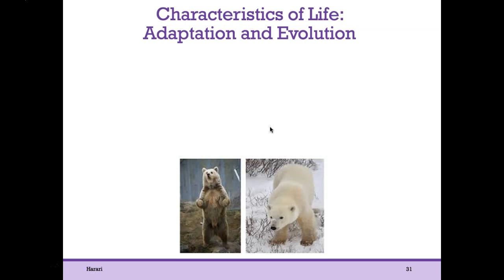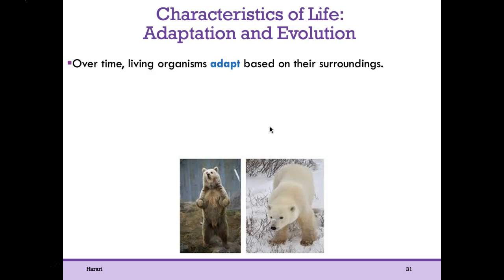Another characteristic of life is that all organisms over time adapt based on their surroundings. It might seem really amazing how all organisms become so suited to their environments over time. It seems like there's such diversity of life and every organism is just perfect for its environment. Well, this did not happen overnight. It actually took millions of years in many cases.